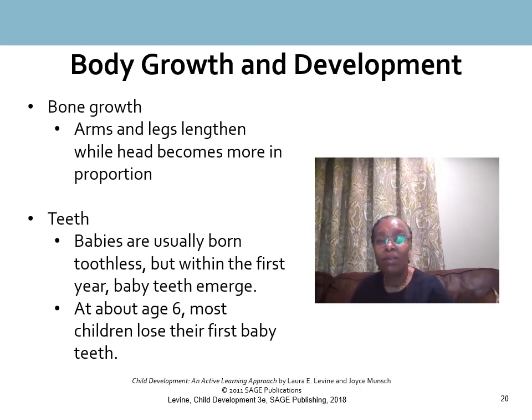Then in middle childhood, it's going to start settling down. Growth rate will be steady, and they'll be adding at least 2 inches of height each year, approximately. Also, in terms of weight, it should be around 6.5 to 7 pounds of growth in weight. So, know that that's with the bones.